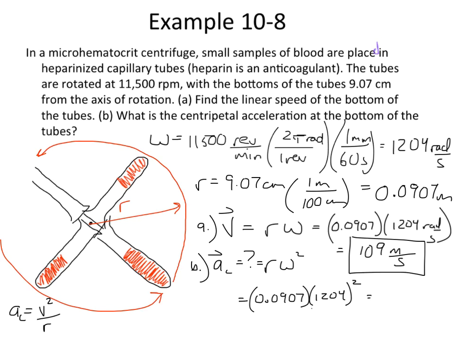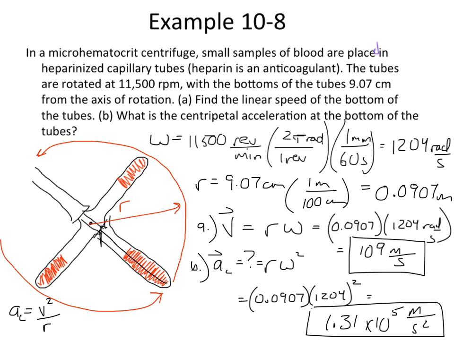What do we get? Wow, this is a big number. I'm going to put it in scientific notation because it's just way too big. 1.31 times 10 to the 5th meters per second squared. Now, it's not radians per second squared. It's not rotational acceleration. It's actually centripetal acceleration being directed towards the center right there. So that's 1.31 times 10 to the 5th meters per second squared, or 131,000 meters per second squared.